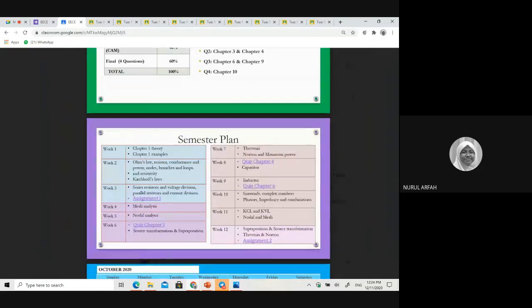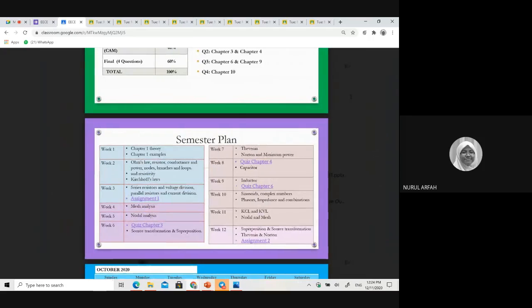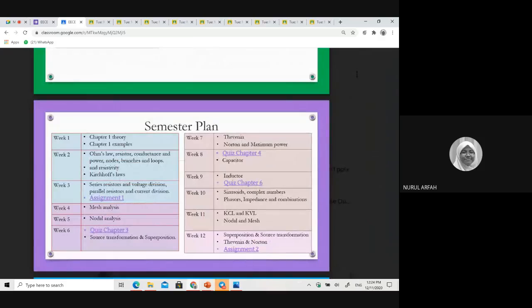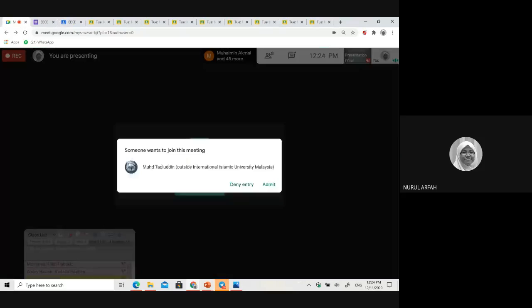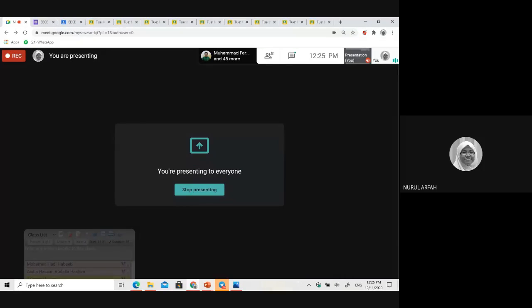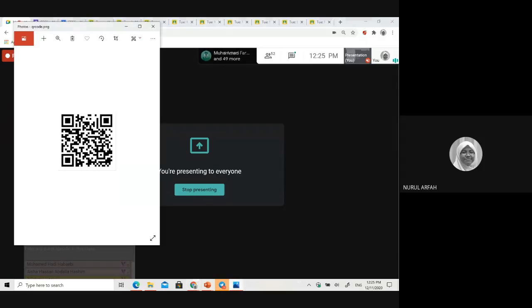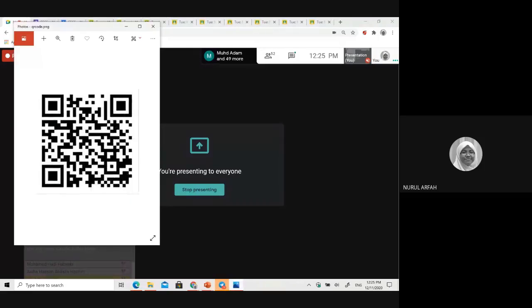Okay. Any question? And then we're going to have another 2 quizzes. And then the last one is assignment 2. Maybe assignment 2 will be in week number 10, because we need some time to have the thing, right? Ada orang baru masuk. Masya Allah. Dah habis dah. Okay, any question? Scan your QR code. Or do you have any question?